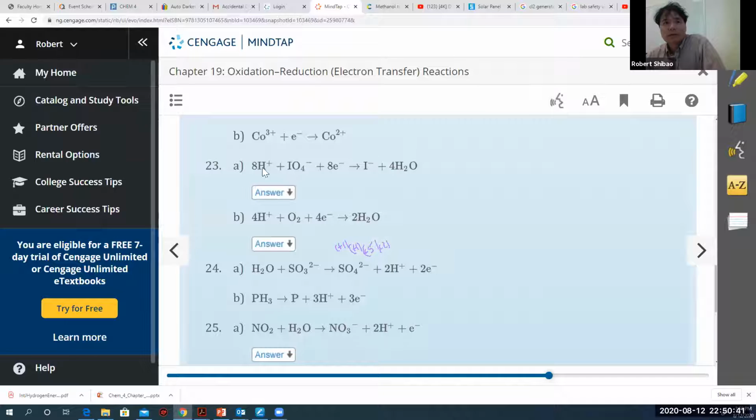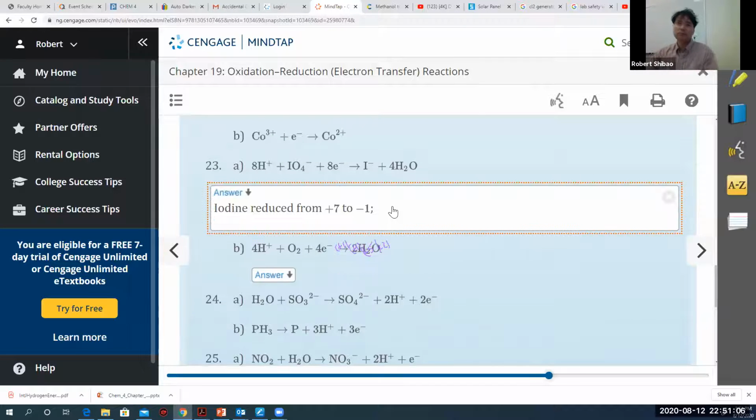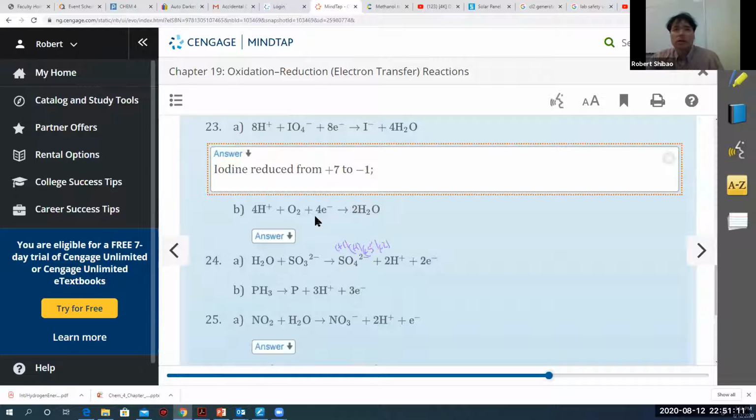Something is being reduced here. So H doesn't change. It's the iodine. If we look at periodate, it's -2 times 4 is -8. -8 plus 7 gives us -1. So iodine is going from +7 to -1. Here, oxygen is being reduced. Hydrogen doesn't change. Oxygen is going from 0 to -2.